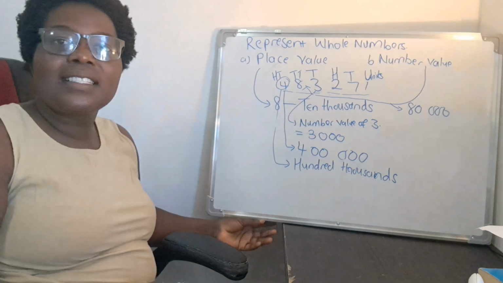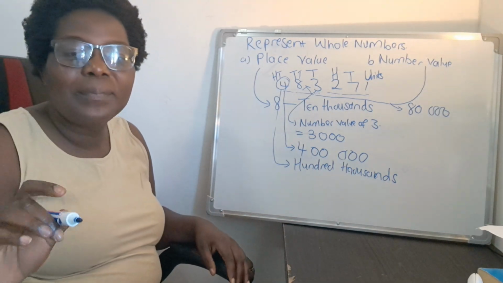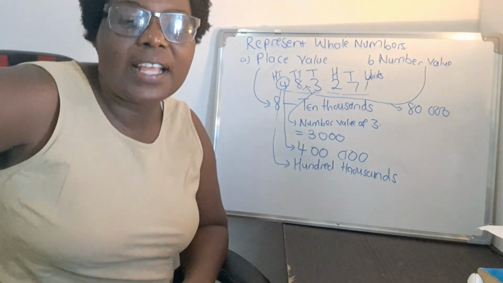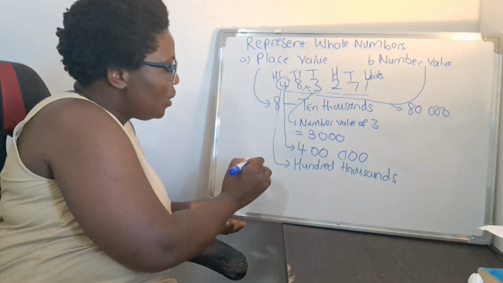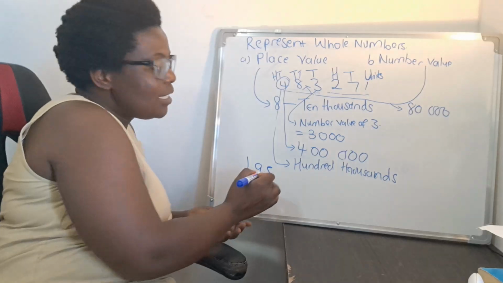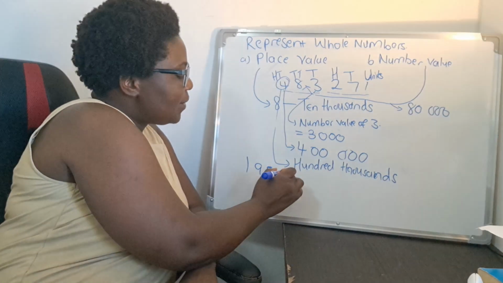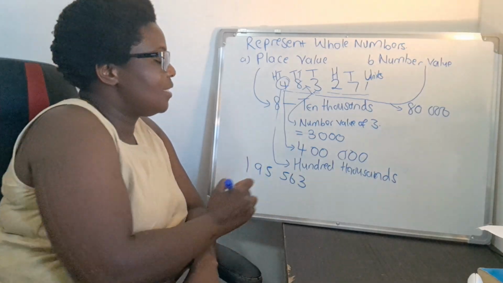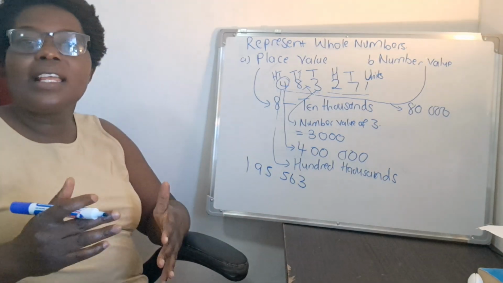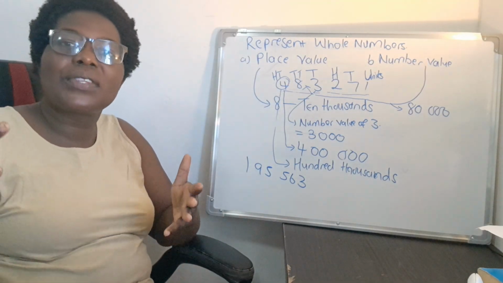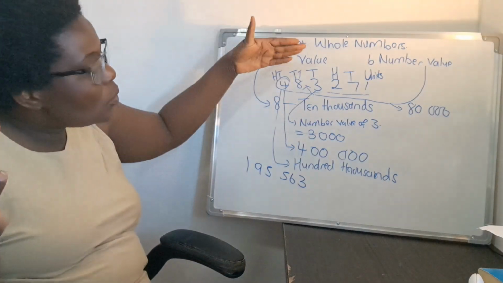100,000. Let's write one number and quickly just find out. So the next number will be 195,563. Okay, so we need to do the same principle, the same workings that we did.